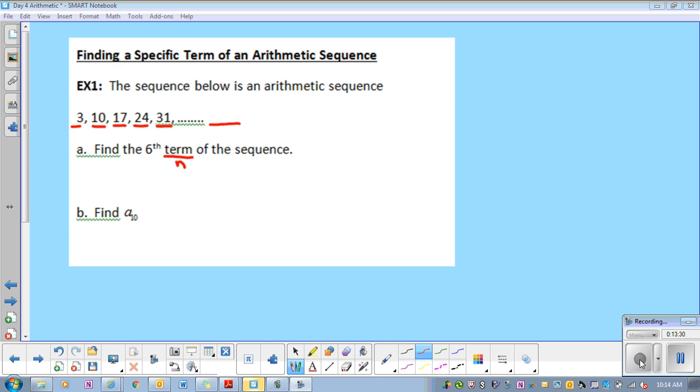So how did it go from 3, 10, 10 to 17? What happened here? Let's find D. Start from the back. What's 31 minus 24?